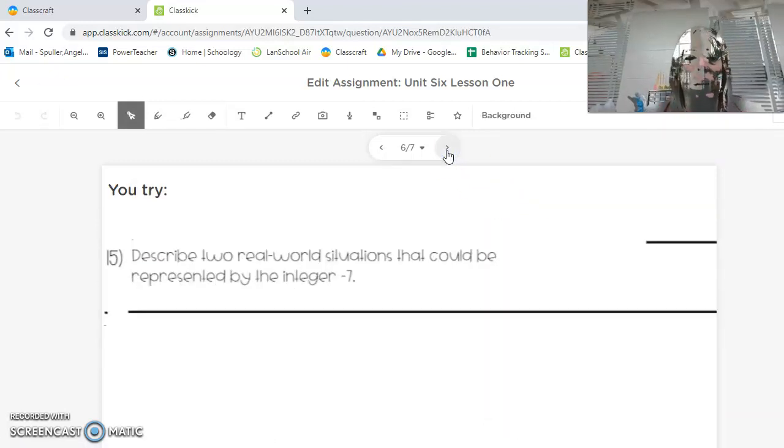All right, describe two real-world situations that could be used to represent the integer -7. So in two ways could you in real life show -7? Use some of those keywords. Go ahead and pause the video and then come back and try this and see if you got it right.